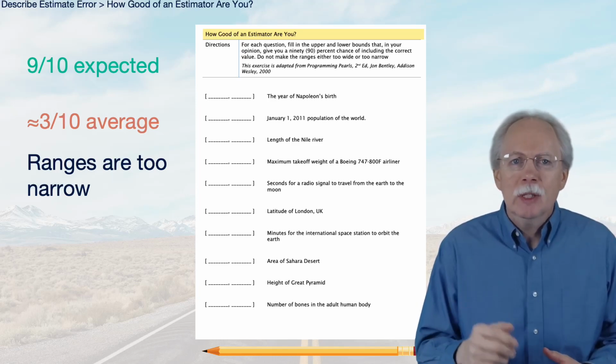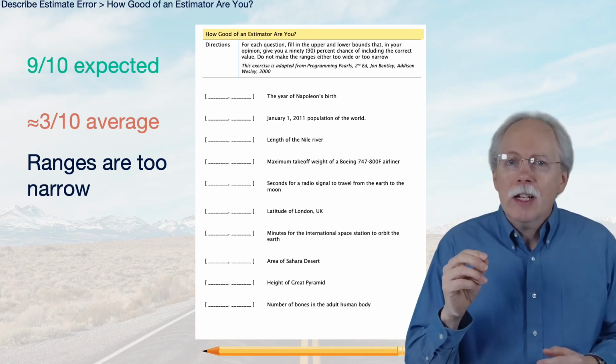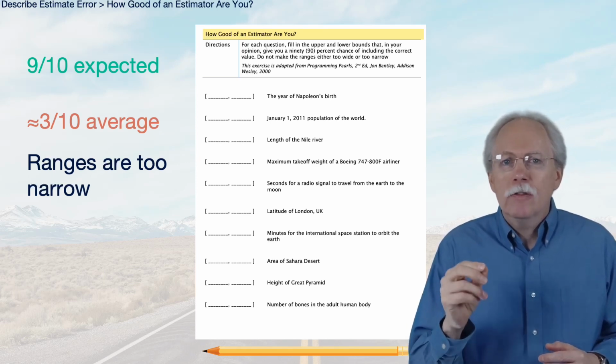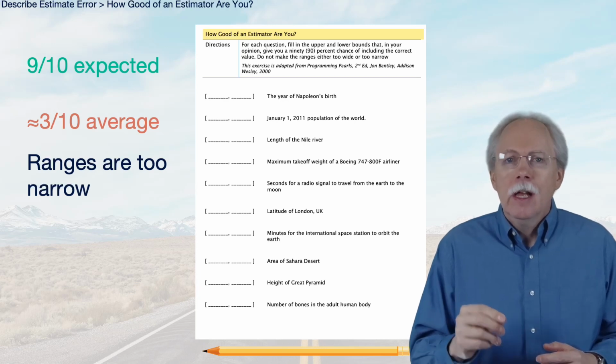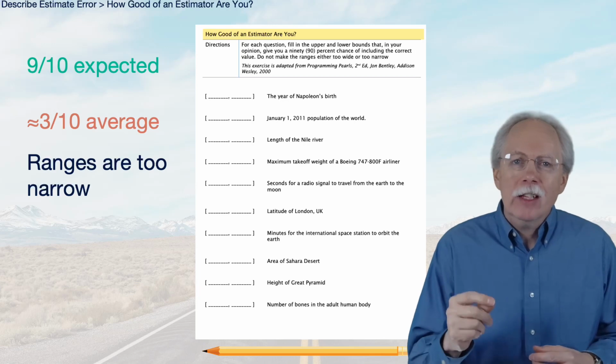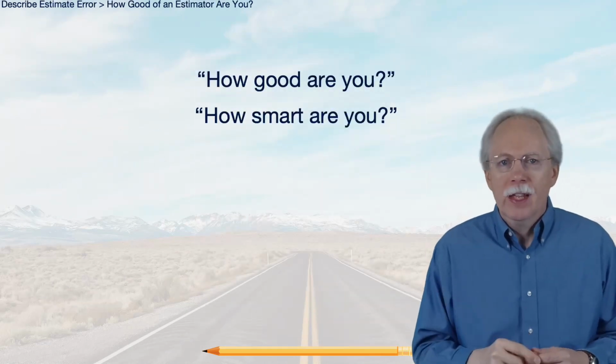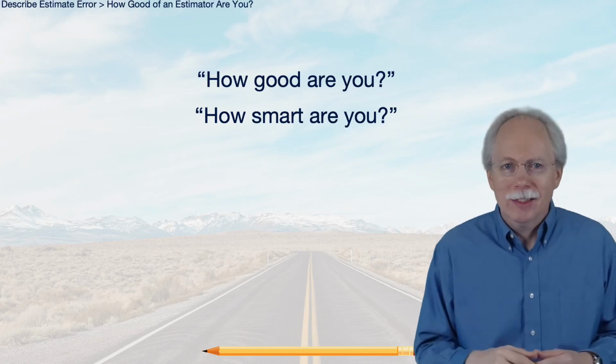I realize something else must be going on. Because the ranges are so narrow, they're not trying really to answer the actual value of the estimate question. They're answering a different question. The question I think that they're answering is how good are you, or how smart are you? That is the question we all want to answer.